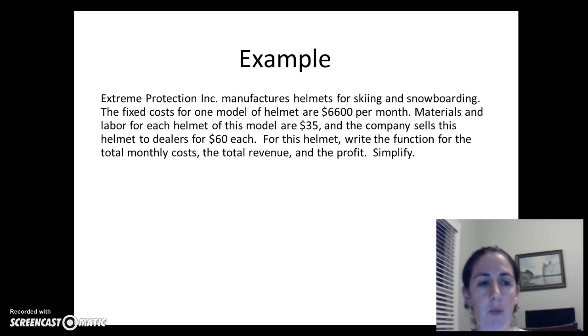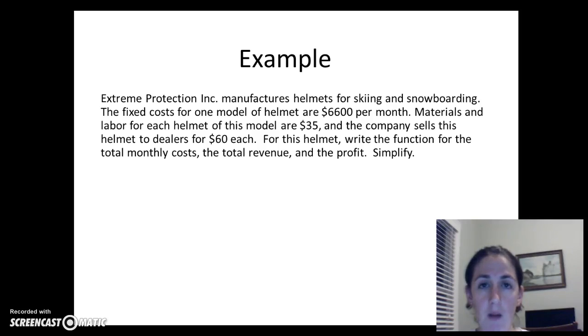So let's do an example. So we have Extreme Protection Incorporated, and they make helmets for skiing and snowboarding. The fixed cost for 1 model of helmet is $6,600 per month. That means whether they make 1 helmet or 1,000,000 helmets, they have to spend $6,600 every month. The materials and labor for each helmet that they make is about $35. Then the company turns around and sells each helmet for $60.